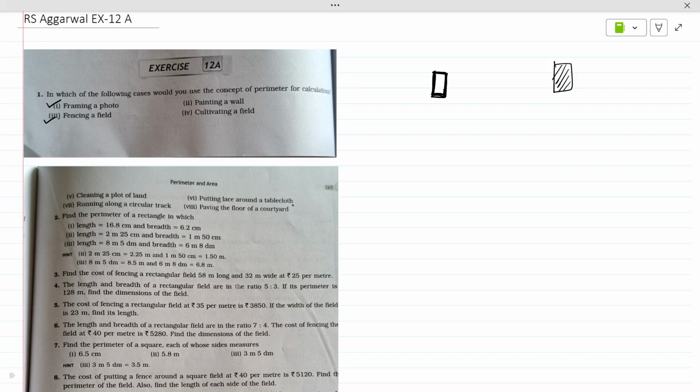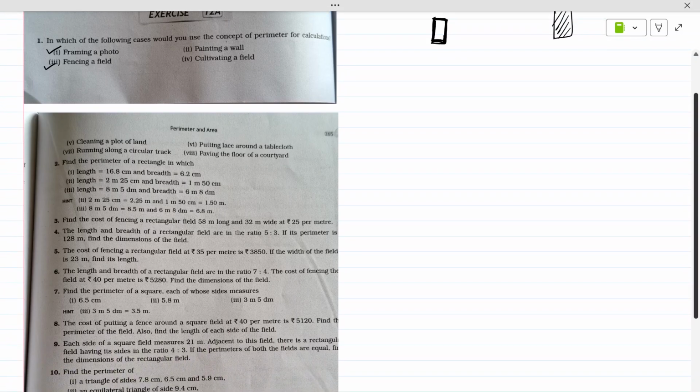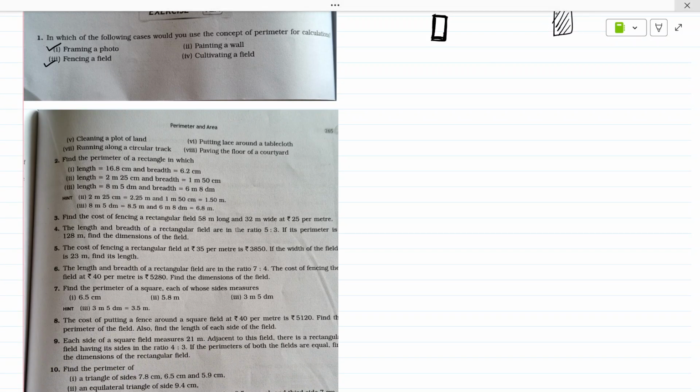Putting lace around a tablecloth. It is talking about putting a lace around the boundary of the tablecloth. So this is about the perimeter. Then running along a circular track. If this is a circular track, the person is running along the track. That means here also we are talking about the perimeter. The last one is paving the floor of a courtyard. Let's say this is a courtyard and when we are paving it, we are talking about the area. So again, it is not the perimeter, right?